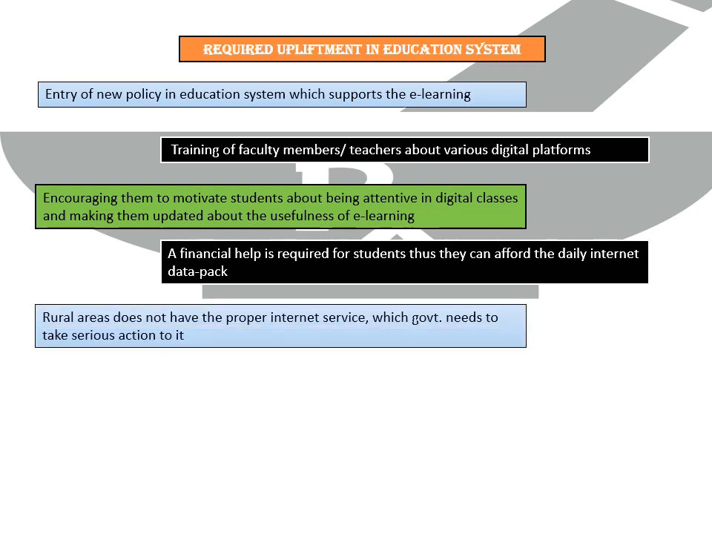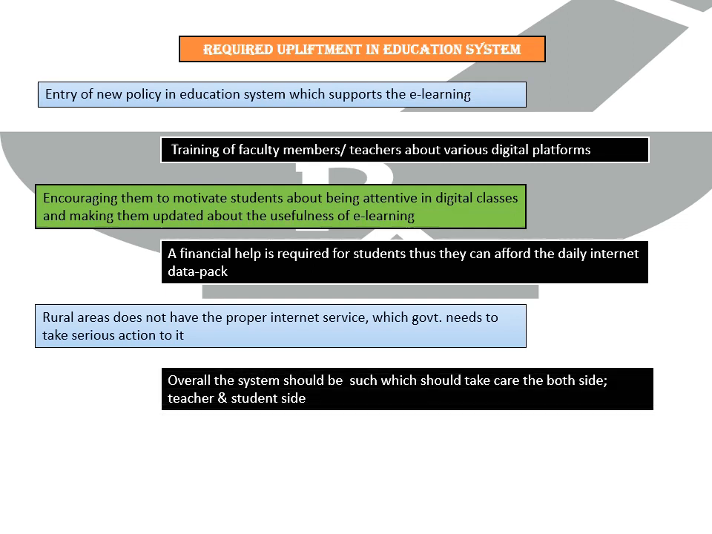Rural areas do not have proper internet service, which the government needs to take serious action on, because some of the rural areas do not have that particular internet connectivity. So I think our government should take some action on this, so they can also have the benefits which urban area students and people have.